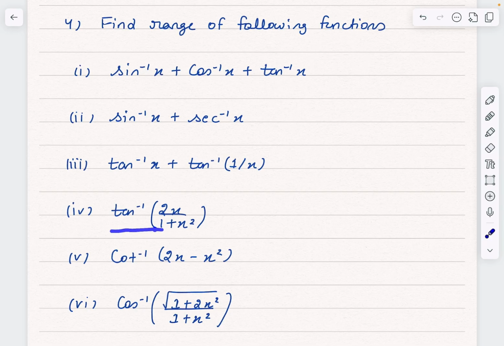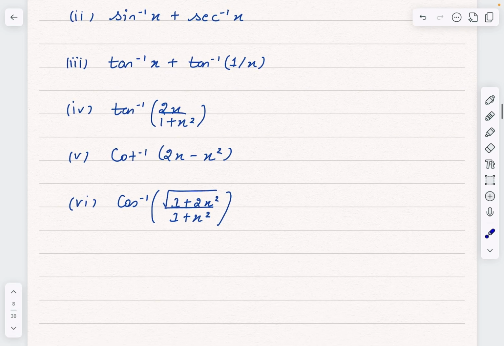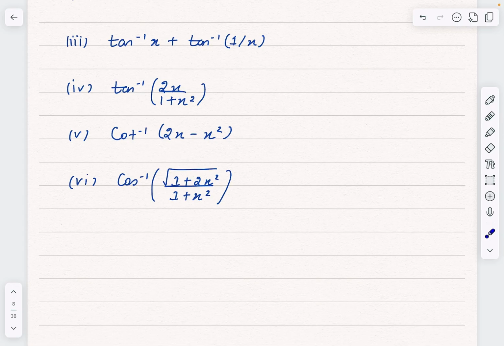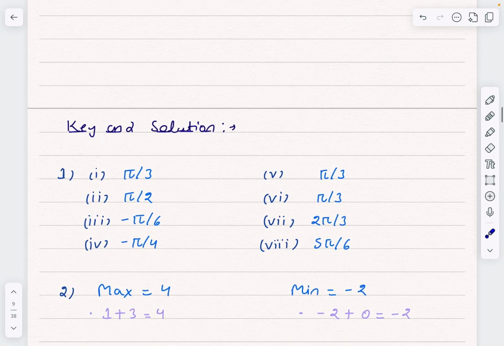Fourth, tan inverse of 2x by 1 plus x square. Fifth, cot inverse of 2x minus x square. Sixth, cos inverse of square root of 1 plus 2x square by 1 plus x square. Okay, now let us discuss their key and solution.